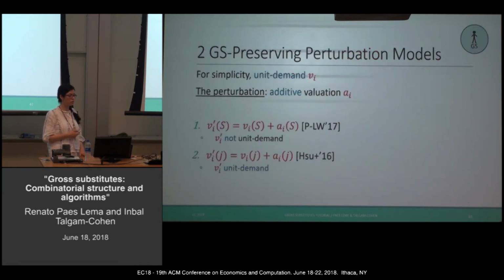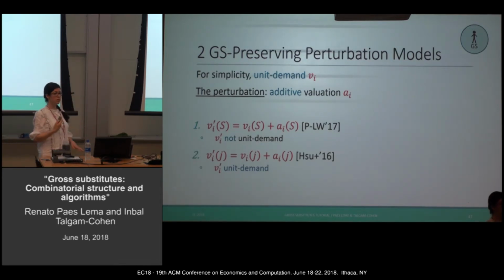And actually, there are two such models in the literature. So for simplicity, I'm going to focus on unit demand valuation. And I'm going to show you two ways to perturb this unit demand valuation. The perturbation is going to be some additive valuation. And let's see the two ways. So the first one, I look at the original value for any bundle. I look at the perturbed value for the bundles, and I just sum them up. So this means I change the original value for every one of the possible bundles.